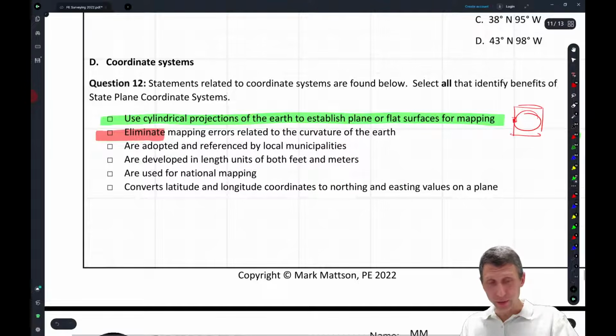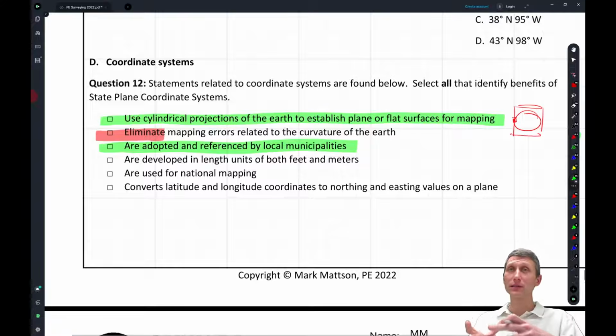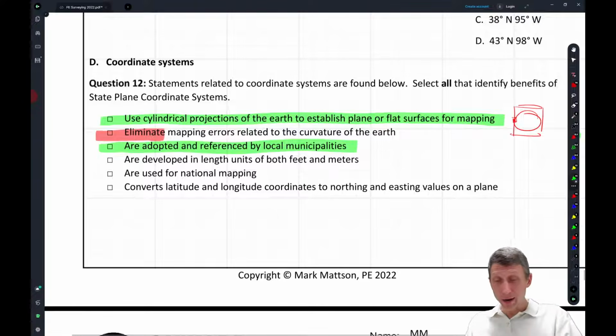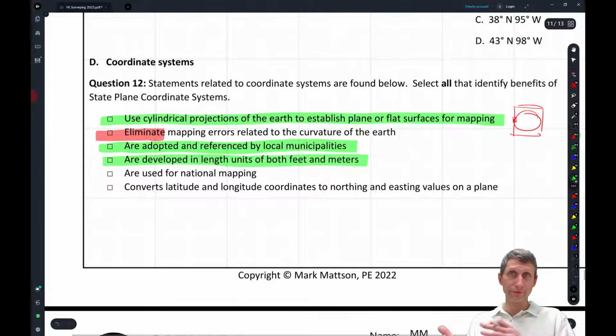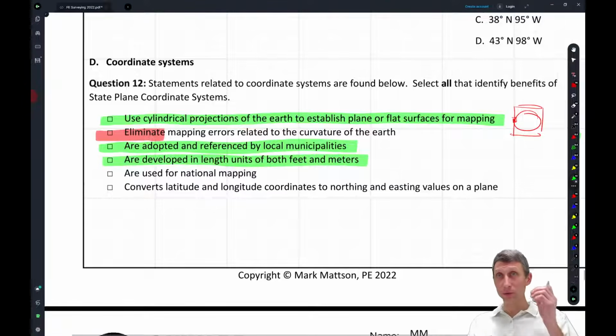But as we keep going here, it is adopted by many local municipalities. They'll have certain benchmarks or points that you can reference. They'll ask for certain documents to be submitted with a certain state plane coordinate system that should be used. They are both in feet and meters, so you can get NAD 83 in feet or in meters, depending on what system you're working in.